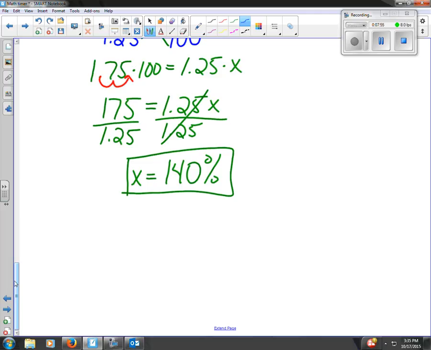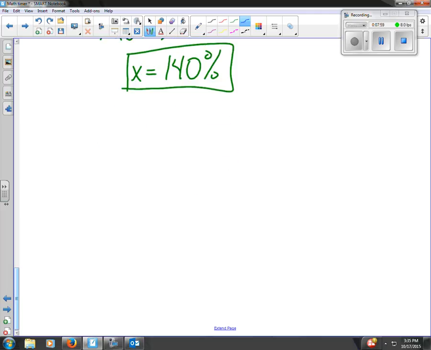Okay, let's look at something else. Now let's look at markup and selling price. Okay, so we have the selling price and then sale price.